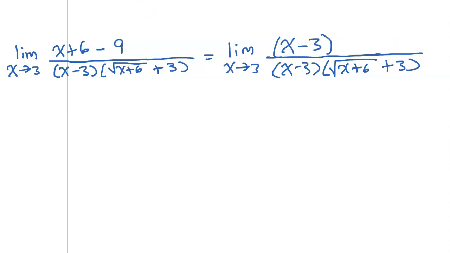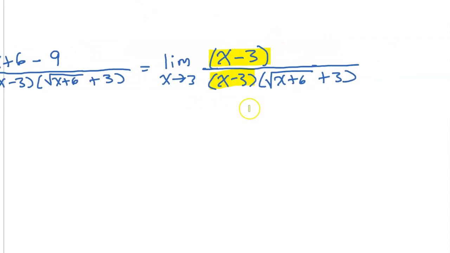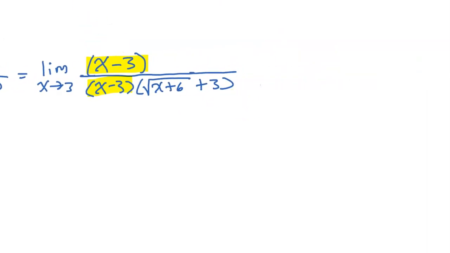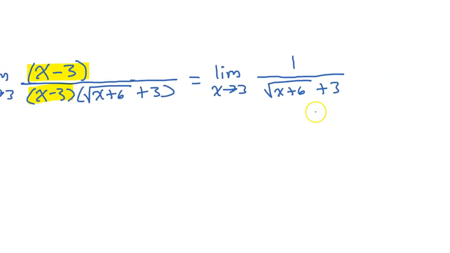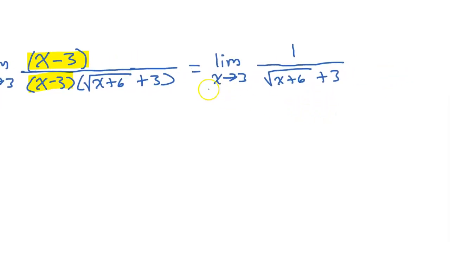It is very useful that I have a common factor in the numerator and the denominator, because those are going to cancel each other out without changing the limit. So the limit will be the same as the limit as x approaches 3 of 1 over radical x plus 6 plus 3. Now it's time to do direct substitution.